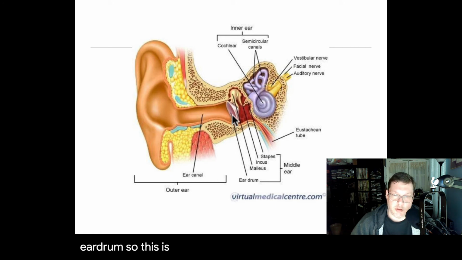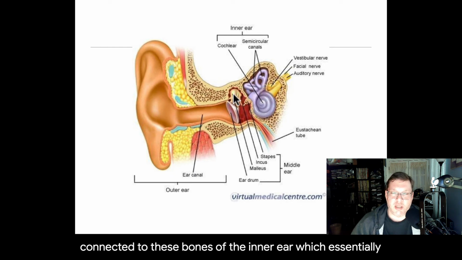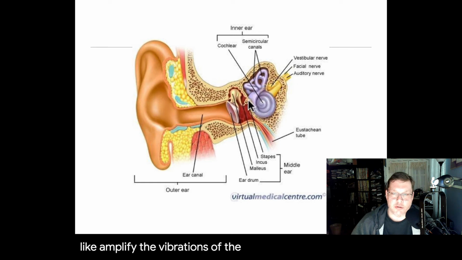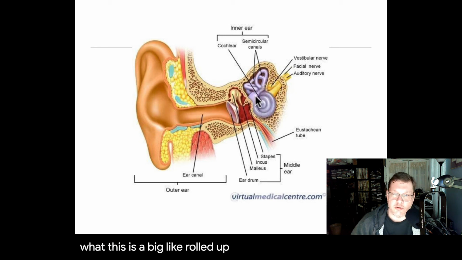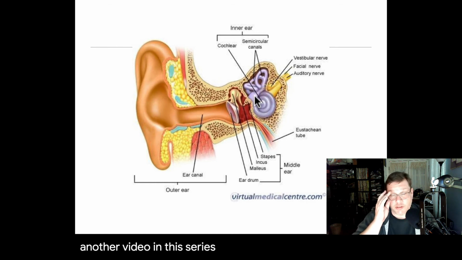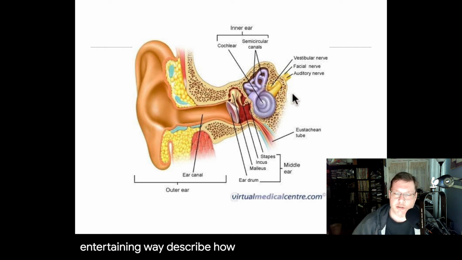So the sound comes in here, travels here, and it vibrates the eardrum. So this is a little membrane that's connected to these bones of the inner ear, which essentially amplify the vibrations of the eardrum. And then they are connected to the cochlea, which is part of the inner ear. It's a big rolled up tube that's essentially full of fluid, and it's got little hairs in it. There's going to be another video in this sequence that will, in a very entertaining way, describe how that works to you.